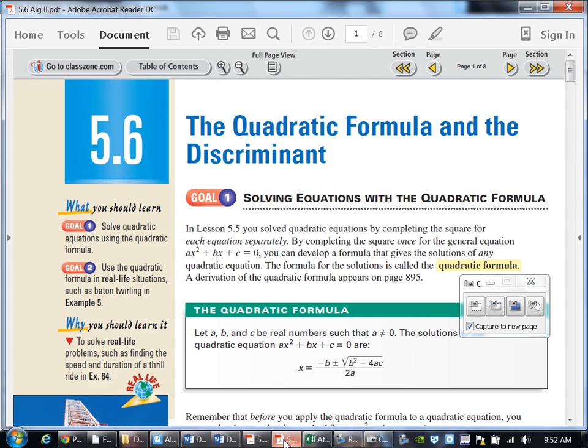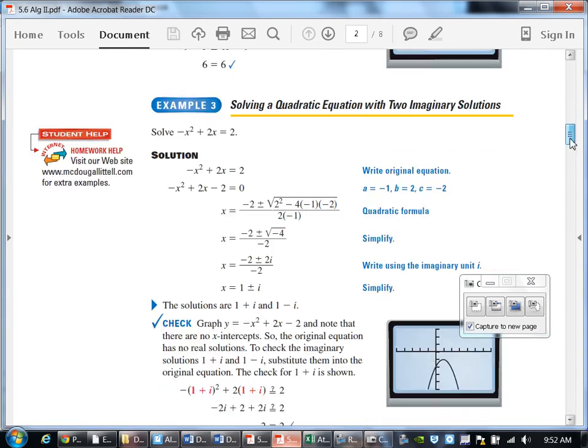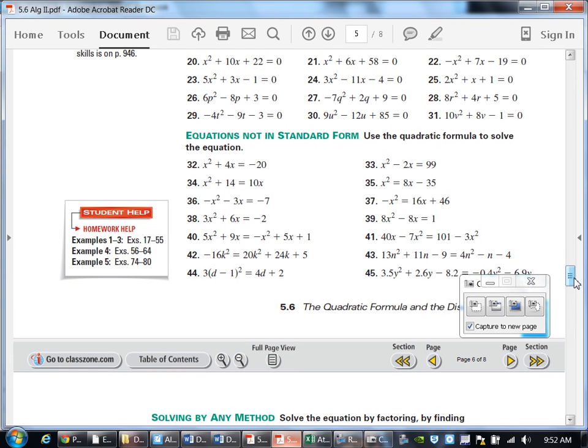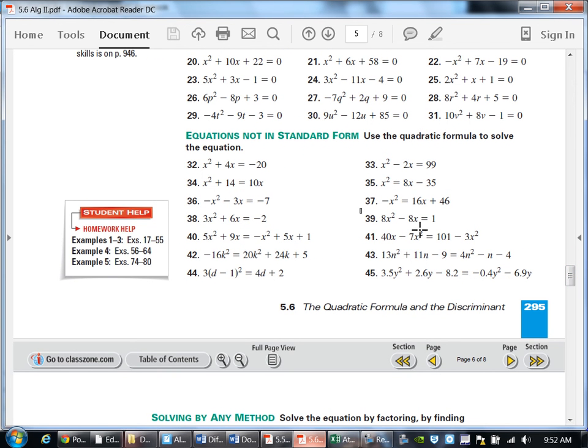All right, discriminants. What do you want to look at there? 39? 41. Sure. I probably did this wrong too.